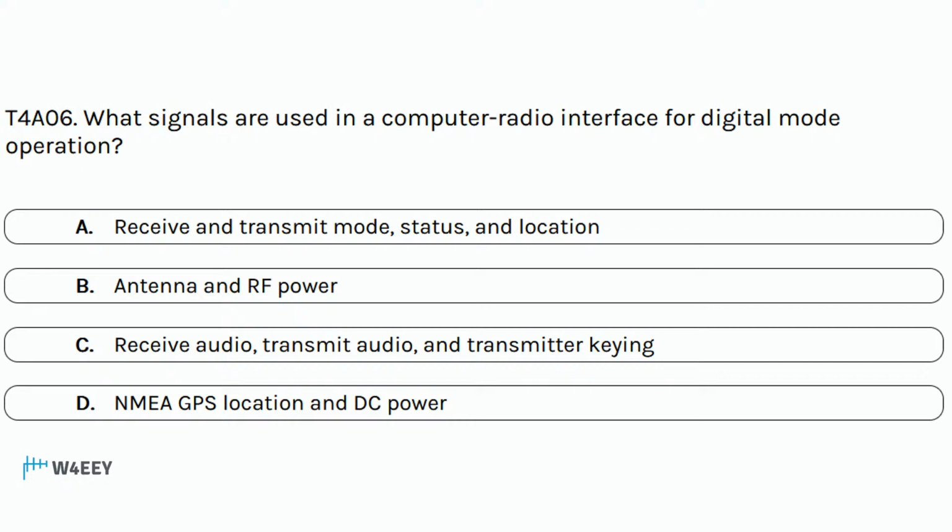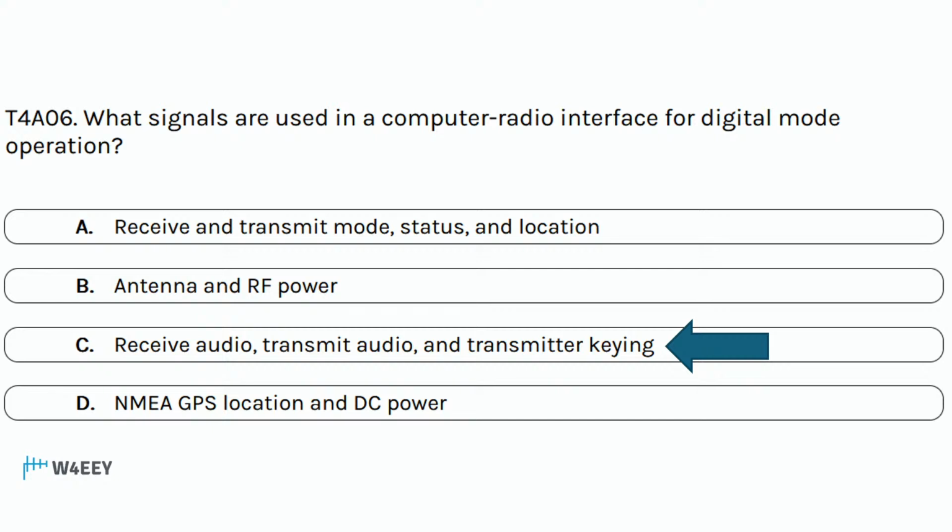And what signals are used in a computer radio interface for digital mode operation? What are the signals that you need? We talked about it earlier. B, Charlie. Three things, but I can't talk. Receive audio, transmit audio, and PTT, or transmitter keying.